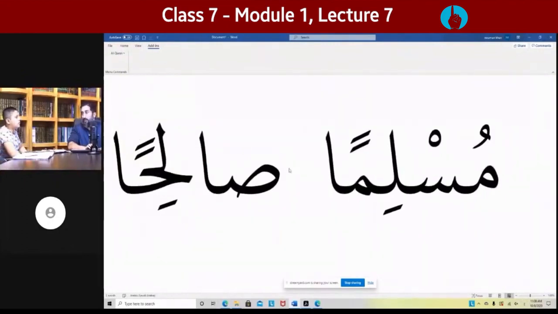So if I was describing Musliman, I would have to say Salihan. I would have to change the status. So in order for it to match, it has to have everything the same: status, number, gender, type. Light and heavy, I don't care. Flexibility, I don't care. But status, number, gender, type. 4 main properties. Better match.